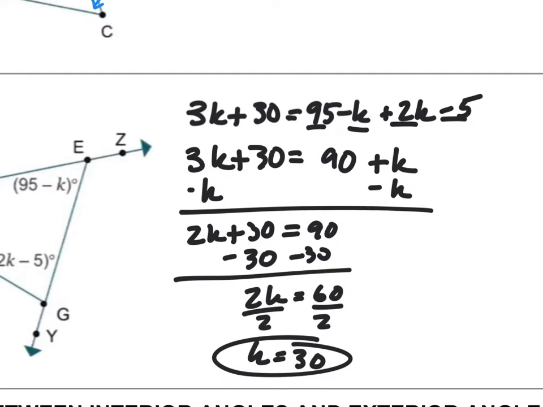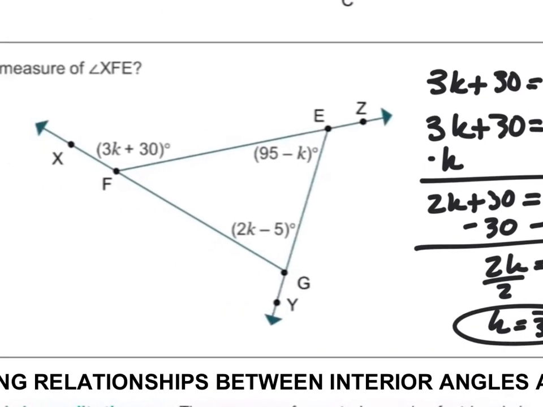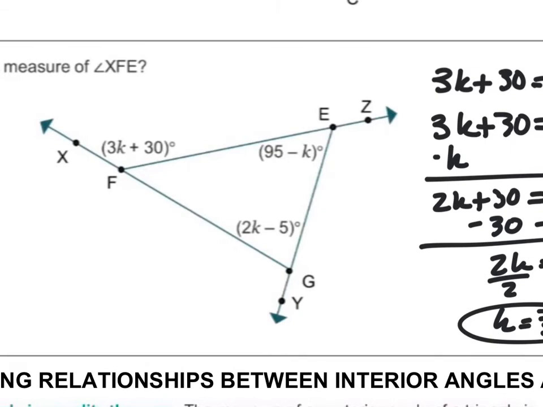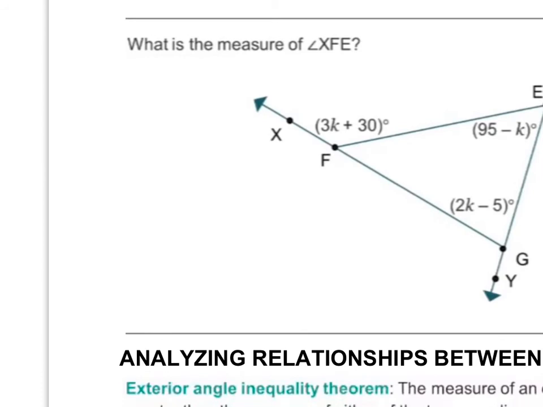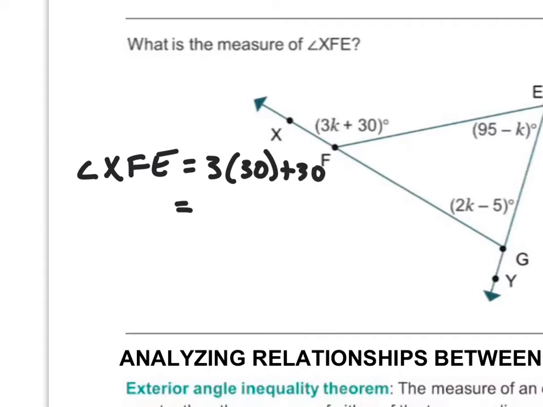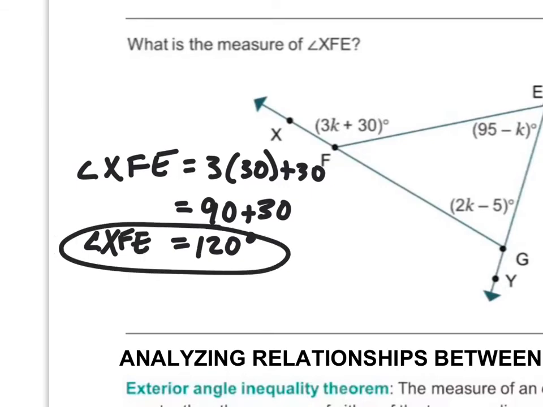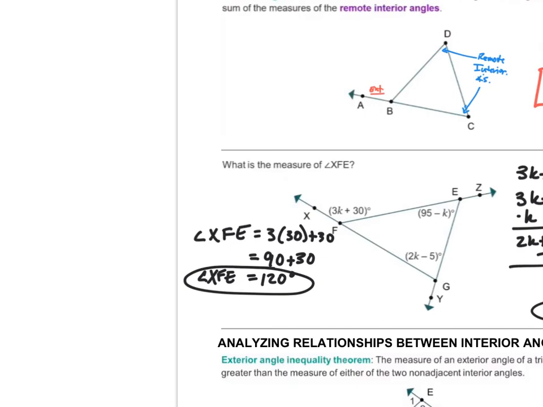So I found that the value of K is 30 by setting up an equation, but it wants me to find the value of angle XFE, this angle right here. What I know is that angle XFE is equal to 3K plus 30, so let's plug in 30 for K. I've got 3 times 30 plus 30, and that's going to give me 90 plus 30, which gives me 120 degrees. So angle XFE has a value of 120 degrees. And that's it.